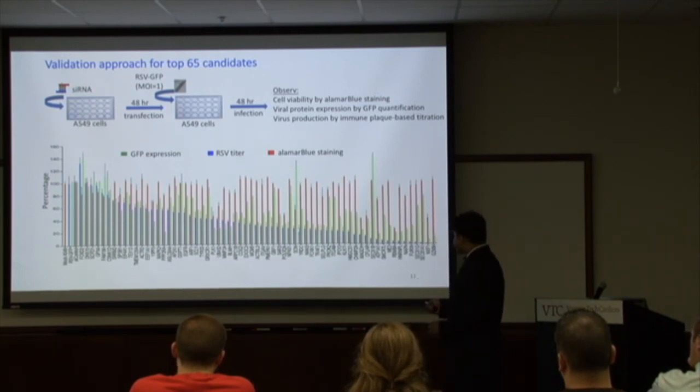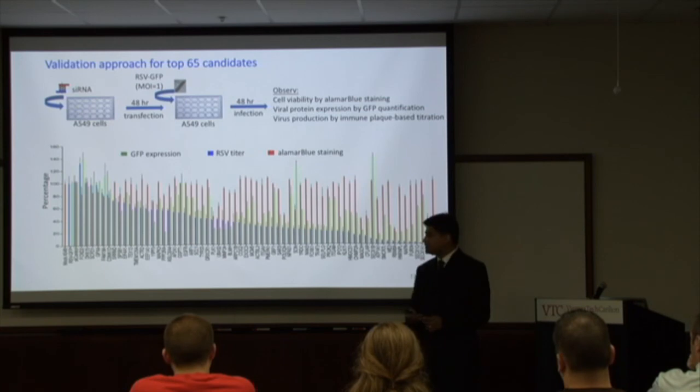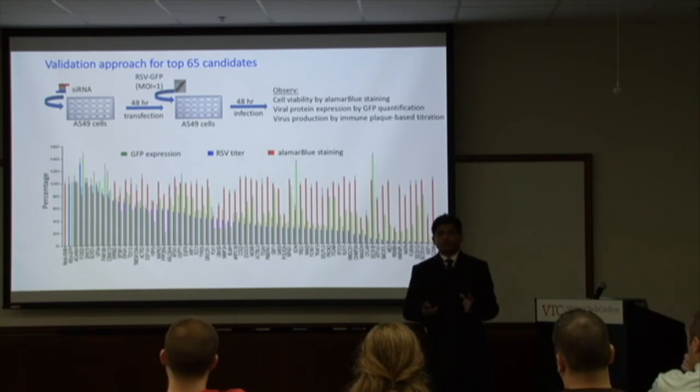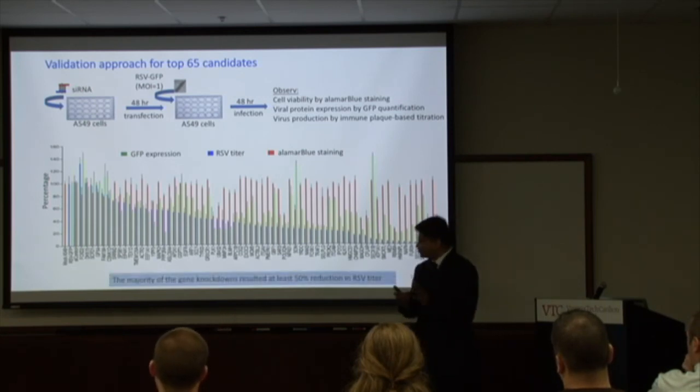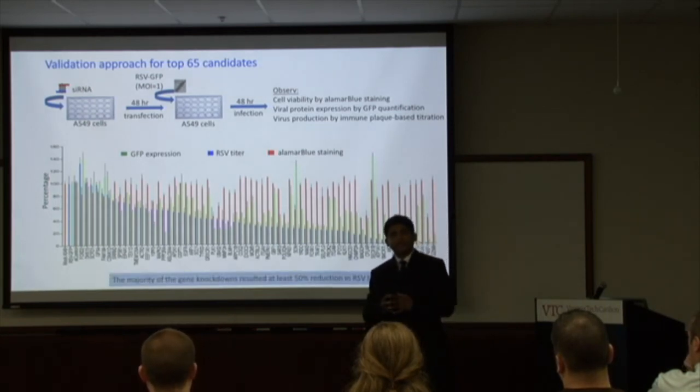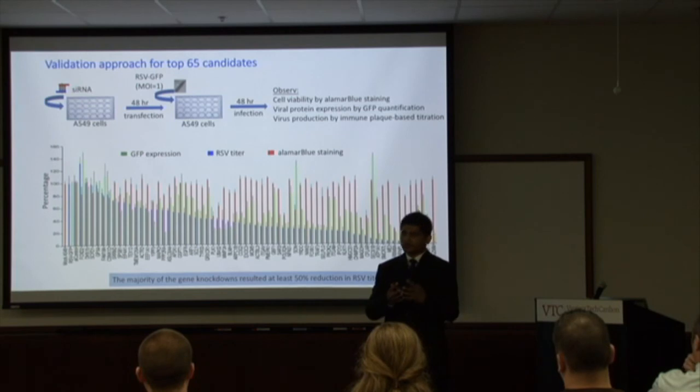And virus titer reduction in some cases complements the GFP production, but not always, because in some of the examples you can see virus titer reduced but the protein expression did not reduce. But overall, the majority of the knockdowns showed at least 50% virus titer reduction, suggesting that these 65 potential candidates could be associated with RSV infections.